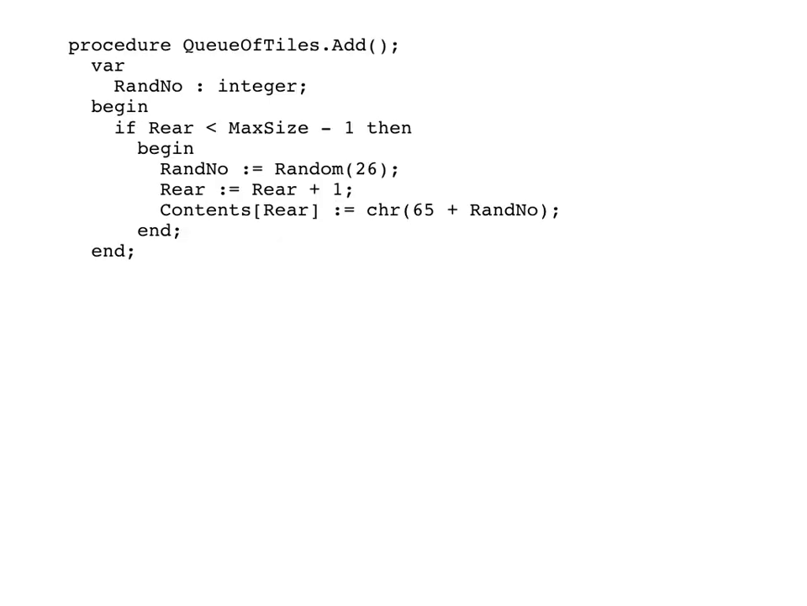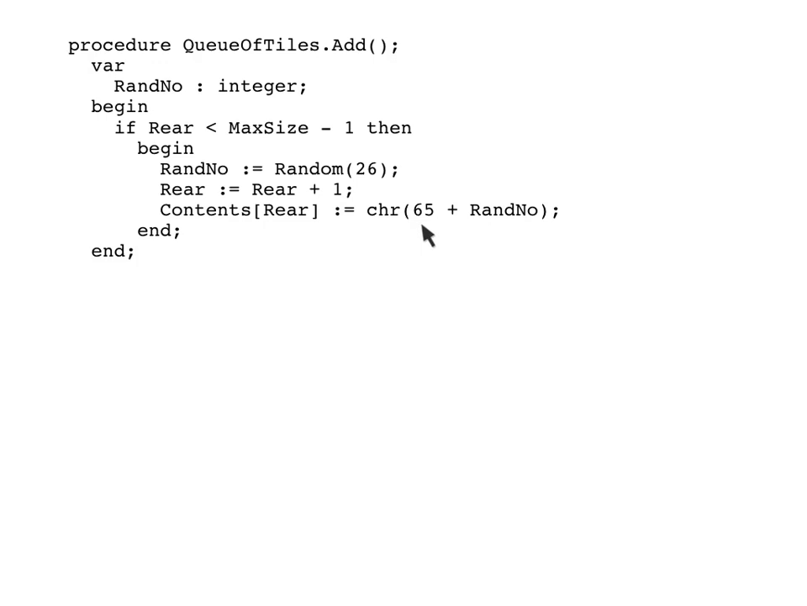The purpose of the queue of tiles add method is to add a random letter from the alphabet to the queue. So the way it does this is, first of all, it will check if the queue is full. So if the rear of the queue is less than max size -1, then it will generate a random number. So this will generate in Pascal a random between 0 and 25, and then it will add 1 to the rear pointer, and then it will generate the character for that.